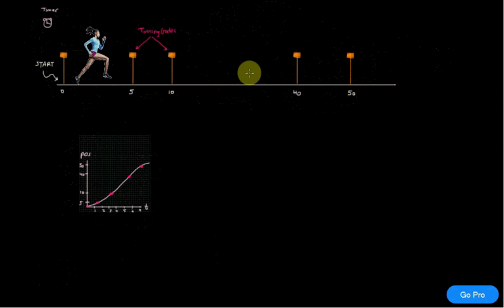So did they accelerate at any point in time along this track? And if so, where was it? Was it at 10 meters? Was it somewhere at 40 meters? Or any time in between? So that's our goal. So in order to be able to do that, we just need to cover some theory.